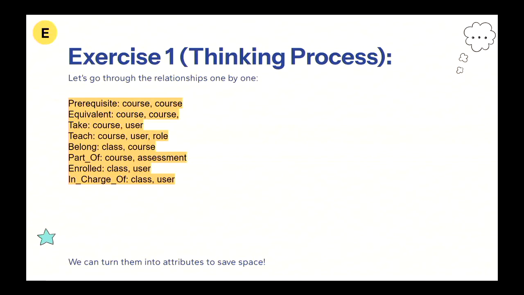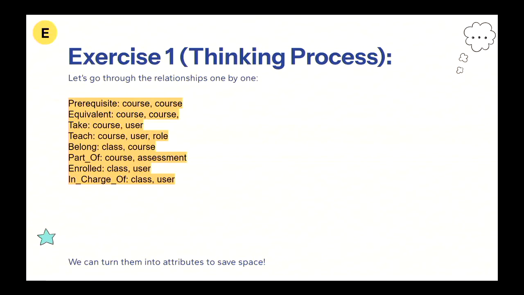What about part of? Can we optimize this relation? Yes, actually it's very similar to the situation of belong, because an assessment is not meaningful if it is not attached to a course. So let's say we have a final exam, but this exam is not related to any of the courses, then it's not meaningful. So that's why we can put the course as an attribute for an assessment.